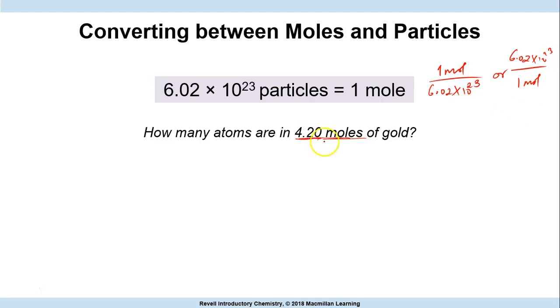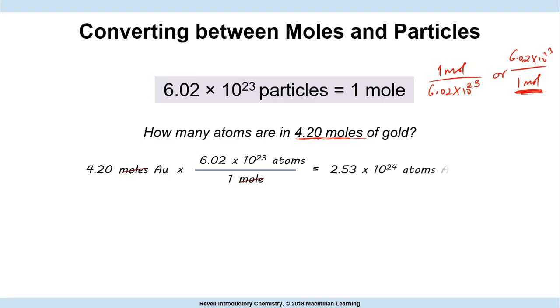So, we have it here in moles at the top. So, we are going to use the conversion factor where moles will be at the bottom. So, this is what we are going to use. We have 4.20 moles of gold times 6.02 times 10 to the 23 atoms over 1 mole. So we see that moles will cancel with moles and we are left with atoms. We are asked how many atoms. So we are just going to multiply 4.20 times 6.02 times 10 to the 23, and that gives us 2.54 times 10 to the 24 atoms of gold.